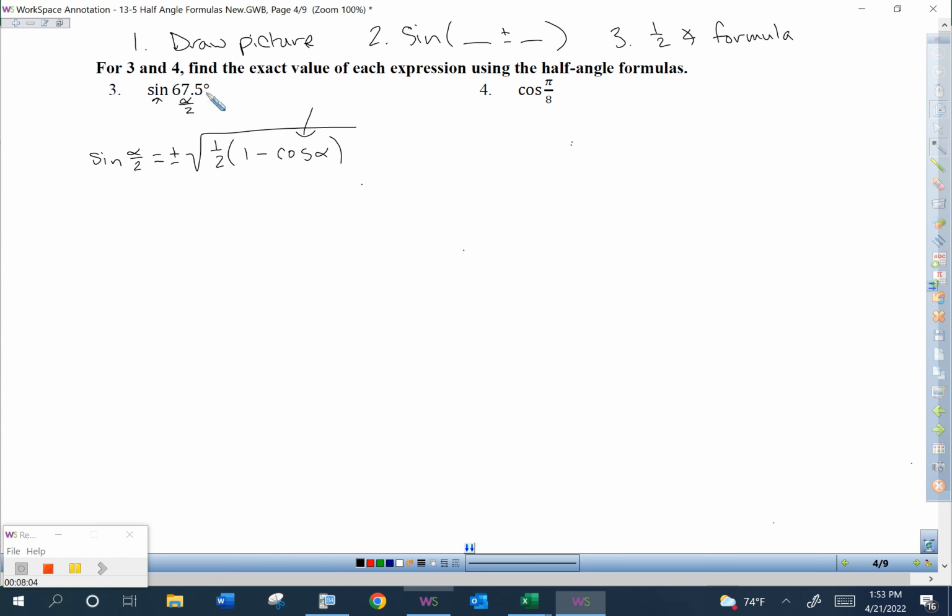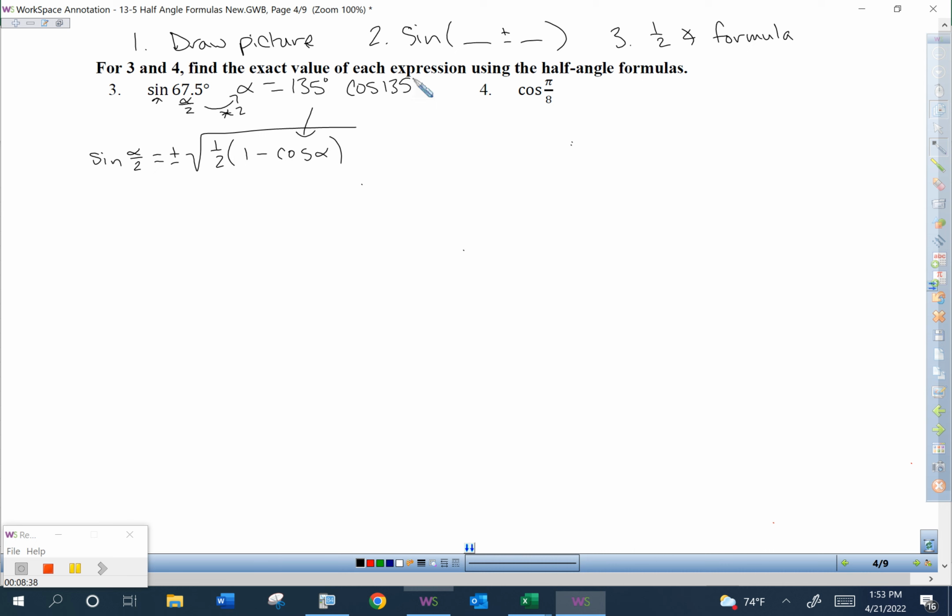Well, they didn't give us alpha. They gave us alpha over 2. And they also didn't give us cosine. They dealt with sine. So what we're going to do is first decide what alpha is. If half of an angle is 67.5, I'm saying that this is half of a special triangle that we should know. So we're just going to double it to get to the whole angle. 67.5, when you double it, is 135. And we want to find the cosine of that, because that's what our formula tells us.